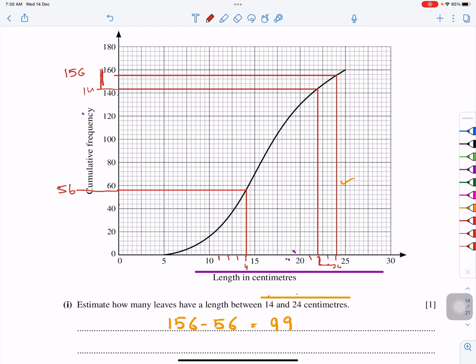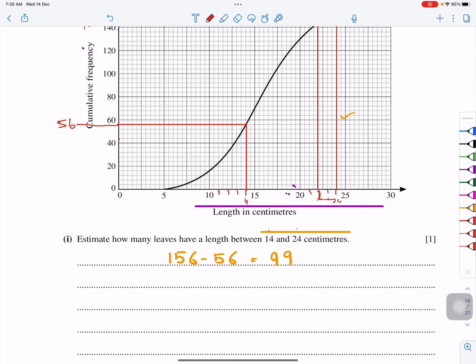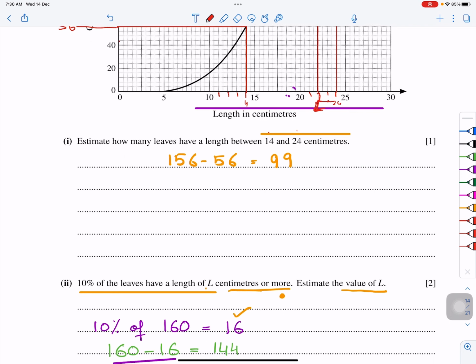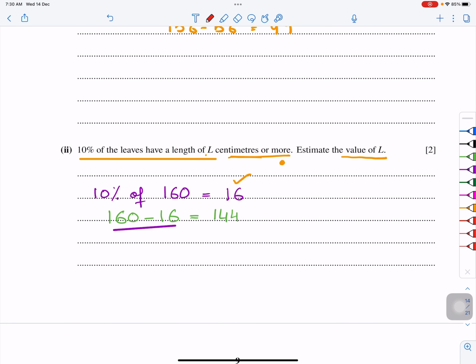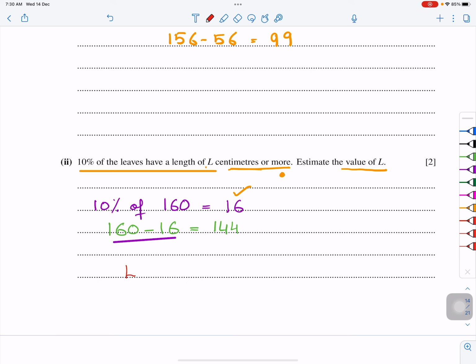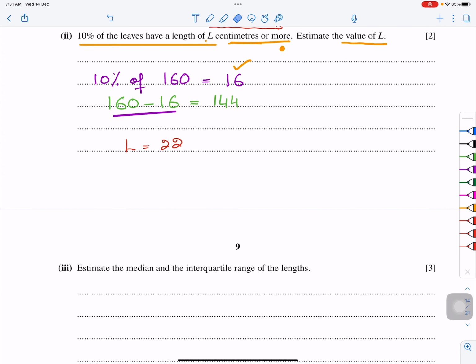You get it? So the value of L, which is the boundary, this is my L. So I can say L is 22. You understand? Because he was saying 10% of the leaves have length L centimeter or more. So there are 16 leaves which have length 22 or more than 22 centimeter. Okay, so this was the meaning of the question.